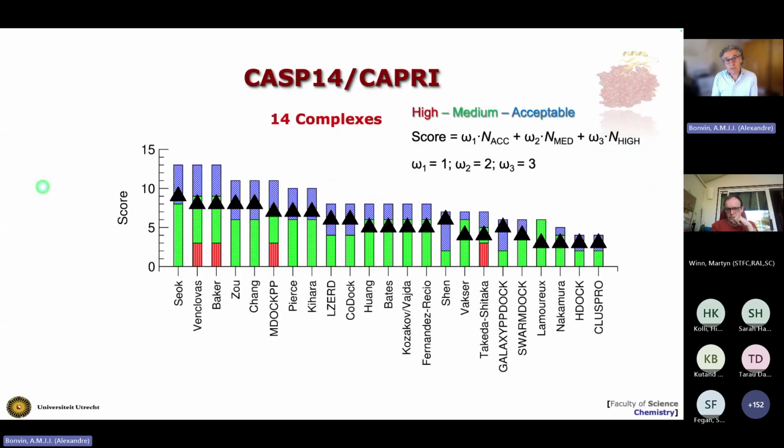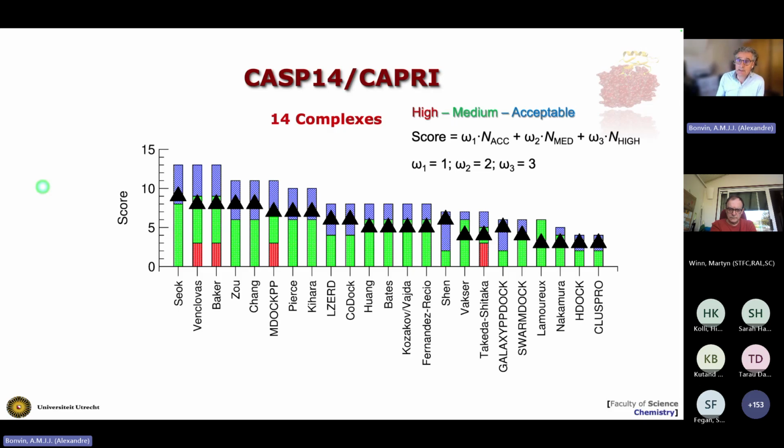Now in CASP 14 and CAPRI, there were complexes as well. But AlphaFold did not participate in those complexes at the time. So what we did, what Mark did actually, is to take AlphaFold and run all those complexes to see how well it would be doing. So what you see here now are the classical, say, docker people, and you see they are ranked based on their performance, which is kind of a weighted sum of the quality of the model.